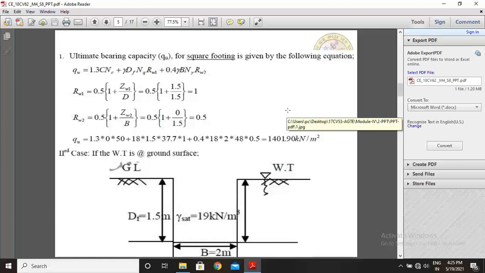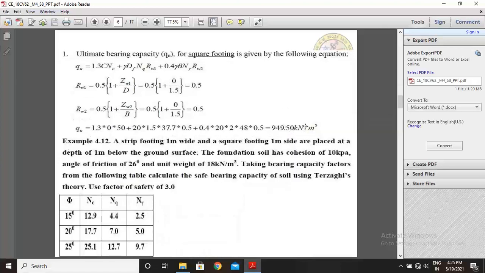It means that if the water table is moving towards the ground level, the ultimate bearing capacity is decreased. If the water table is lowered from the ground surface, the ultimate bearing capacity is increased, as seen in these three conditions.